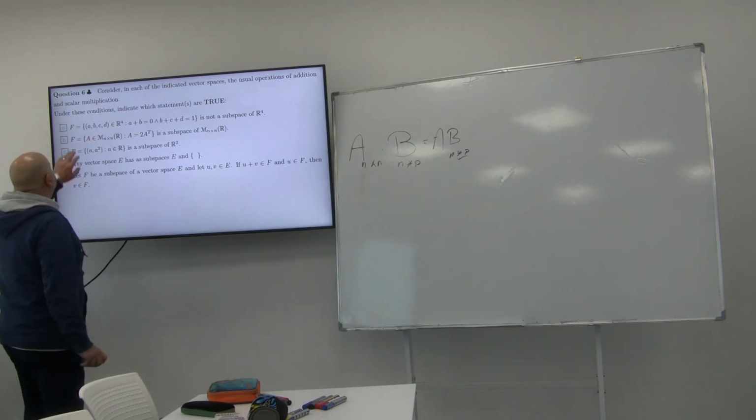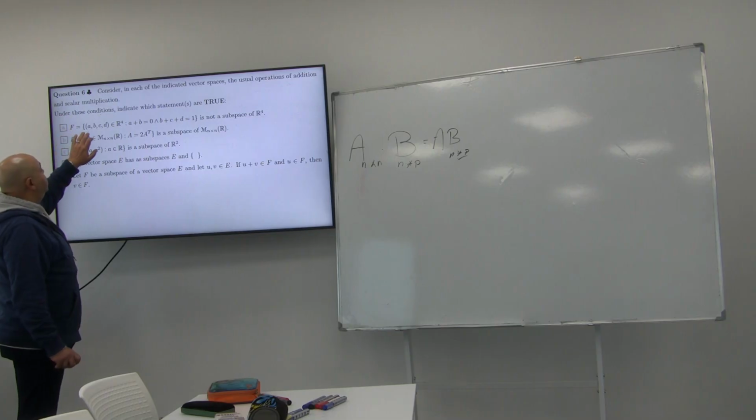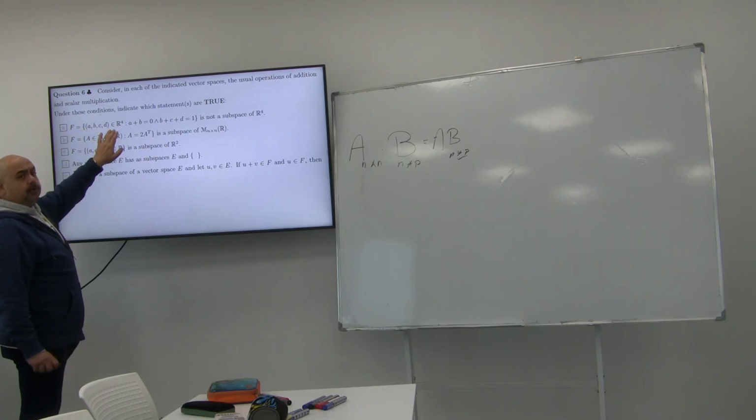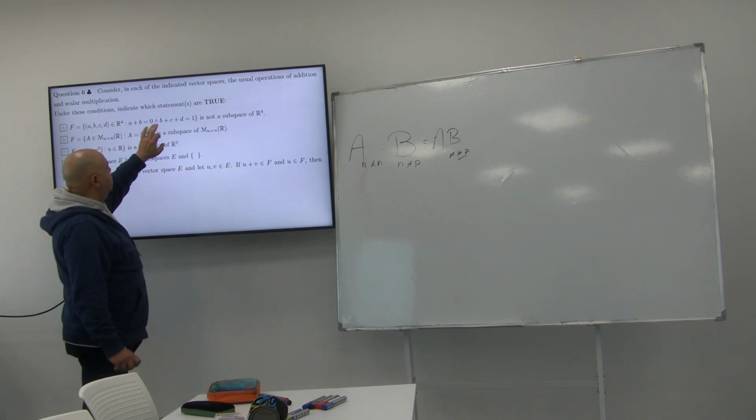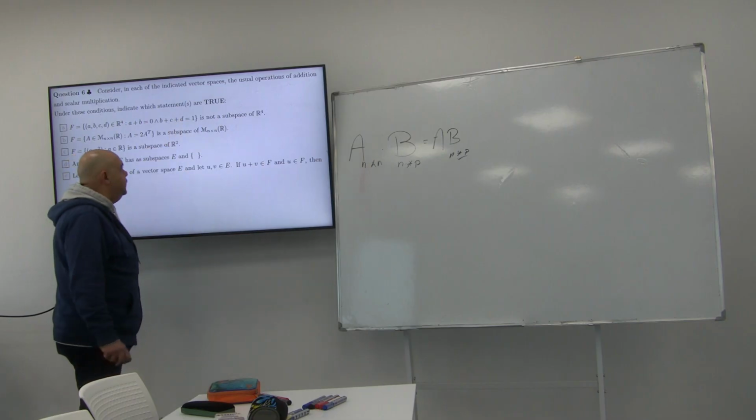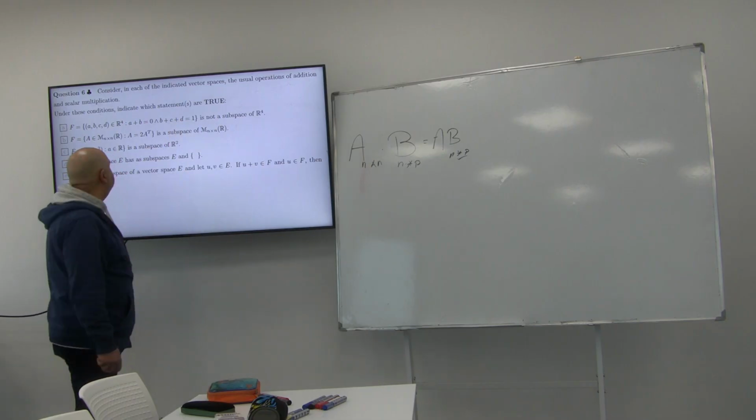He's giving you F, which is the set of (A, B, C, D) belonging to R4, such that A plus B equals 0 and B plus C plus D equals 1. This is not a subspace of R4. This will need some work.